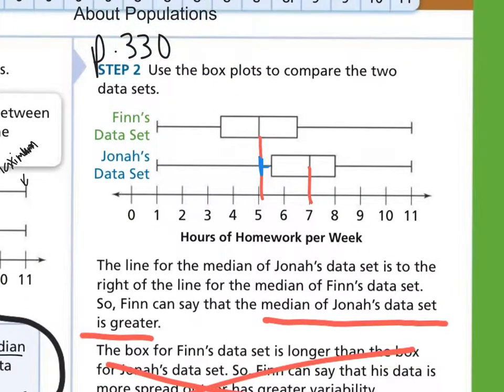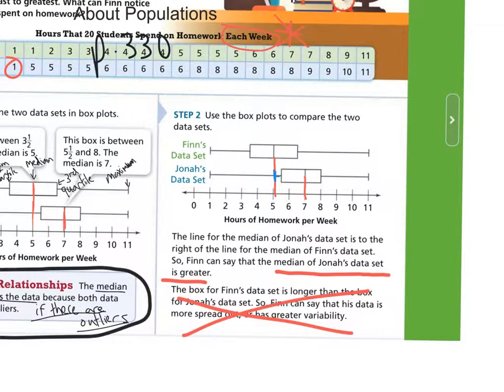The range on both of these is the same. They're both going from 1 to 11. They both have a range of 10. Okay? So I don't know that we can really say that there's greater variability for one over the other.